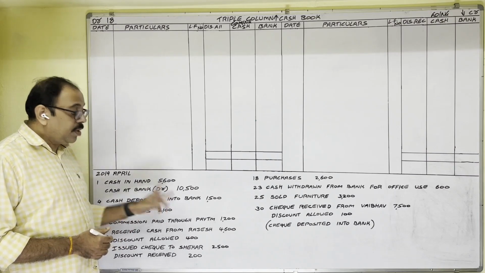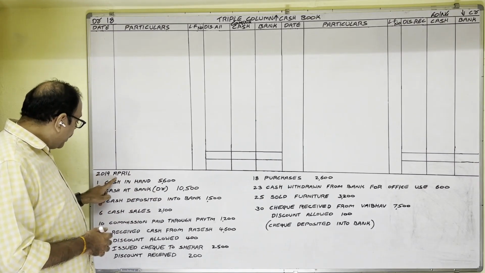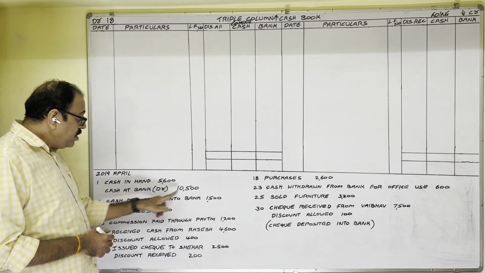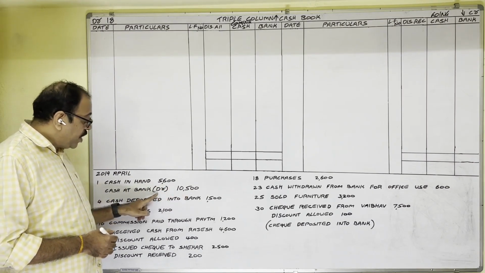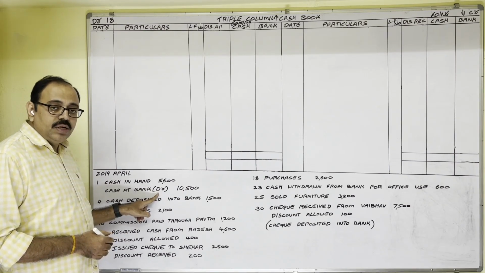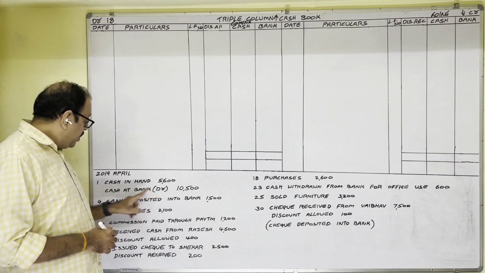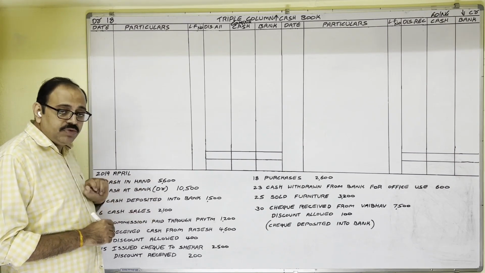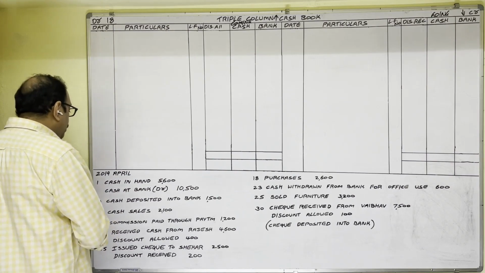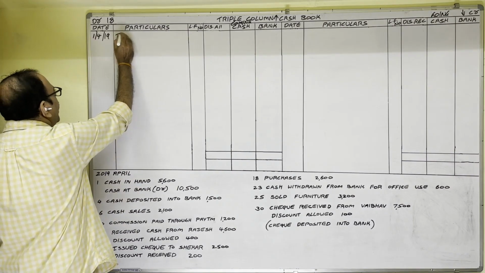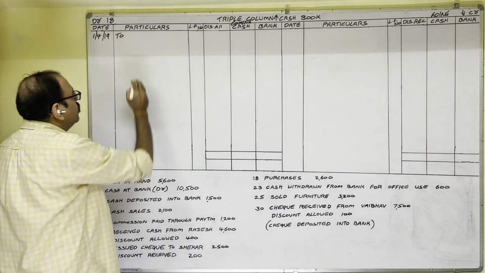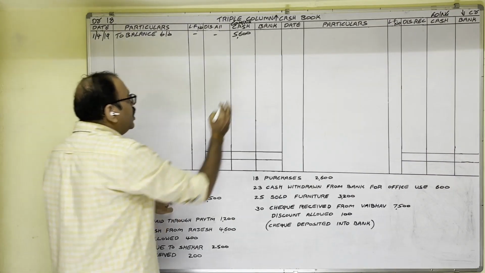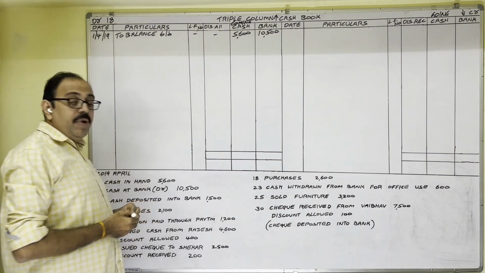I have written the 18th problem on the board. 2019 April 1st, cash in hand 5,600, cash at bank 10,500. In brackets the DR symbol is given. The debit symbol means it is an asset. So cash at bank is also an asset, no? Assets we should show on the debit side. On 1st April 2019, for the opening balance, you have to write 'To balance brought down': in the cash column 5,600, in the bank column 10,500. The remaining are transactions.